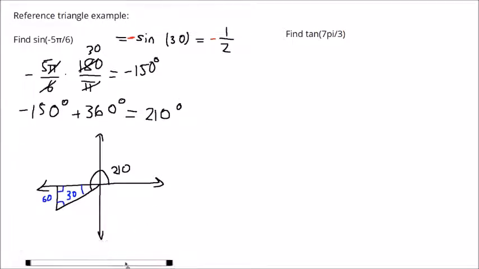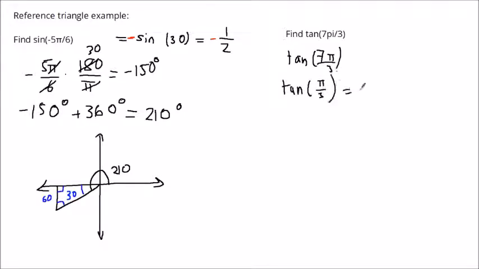So what's tan of 7 pi over 3? If you use the coterminal angles, this is actually too big. This is bigger than 2 pi. So if you want to make it smaller, you have to subtract 2 pi. If you keep adding 2 pi, it'll be 13 pi over 3. It'll become unmanageable. So you subtract 2 pi, and you'll get tan of pi over 3. And what's tan of pi over 3? Pi over 3 is 60.